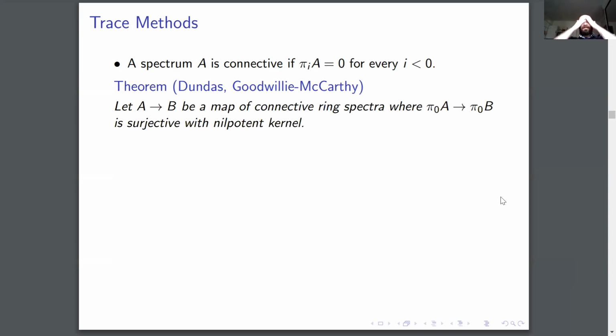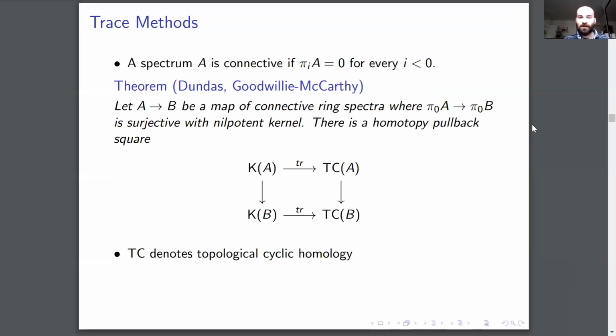The big theorem in trace methods, though there are a lot of big theorems in trace methods, says that if you have a map of connective ring spectra where the map at the level of degree 0 homotopy is surjective with nilpotent kernel, then there is a pullback square that relates algebraic K-theory with topological cyclic homology. I haven't told you what topological cyclic homology is. I am going to do that.